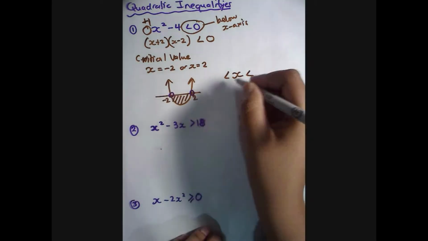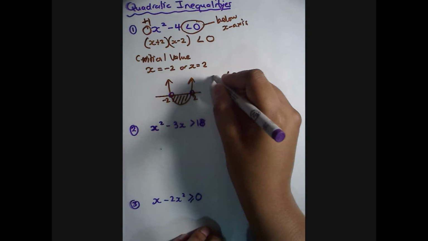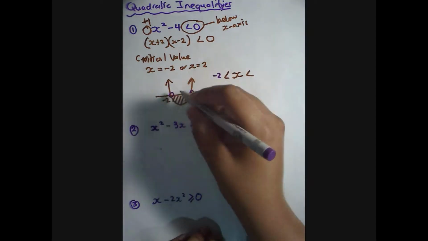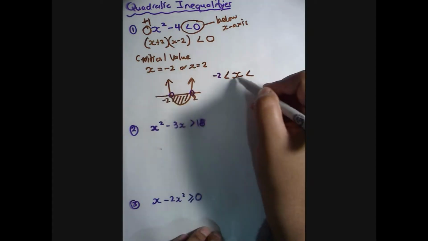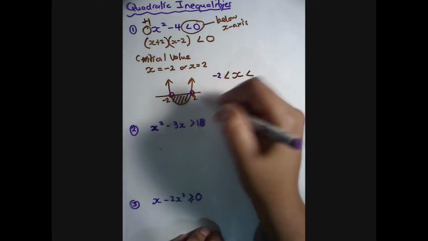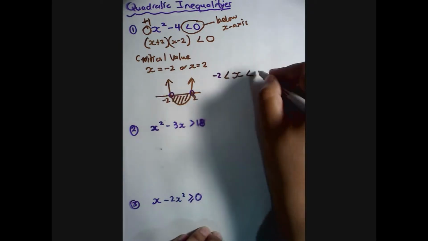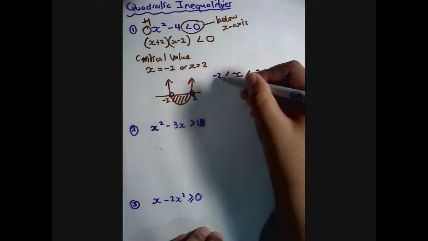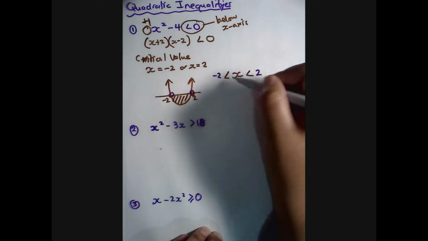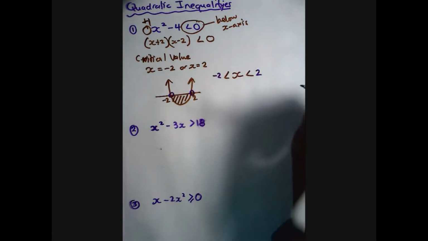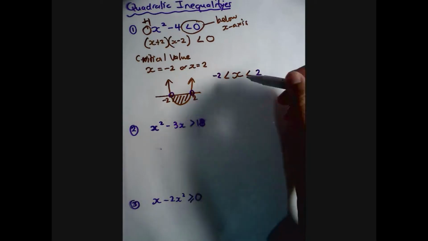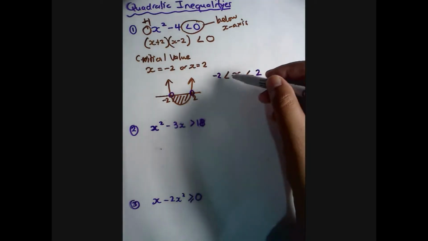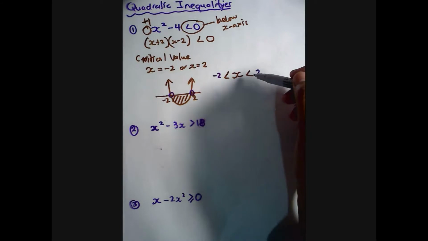So x must be greater than minus 2. Doesn't mean it is greater than minus 2, but it must also be less than 2. So all the numbers between minus 2 and 2 would satisfy this inequality. So my final answer will just be x is greater than minus 2, but it must be less than 2. Very, very simple. Exact same thing. We do it all the time. Now let's go to the next sum.